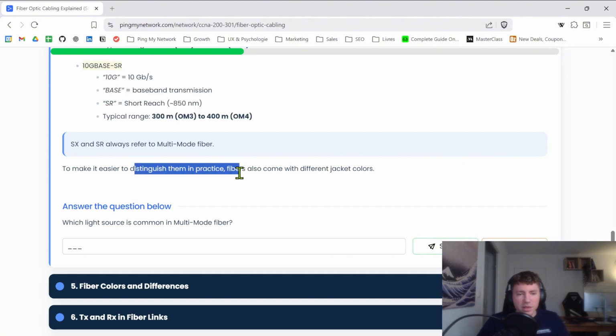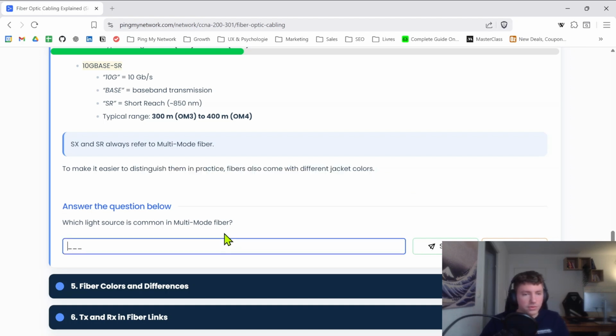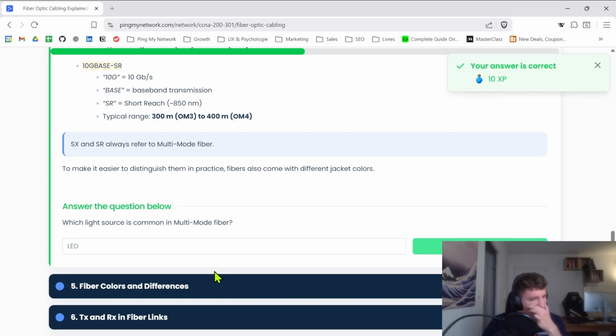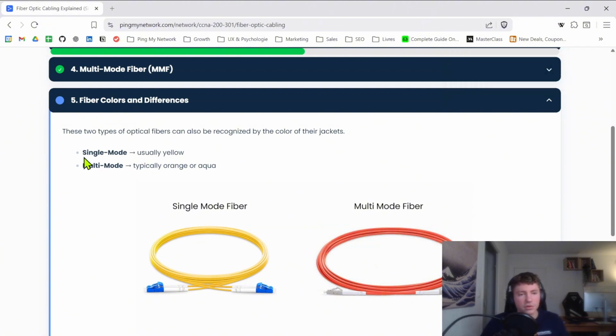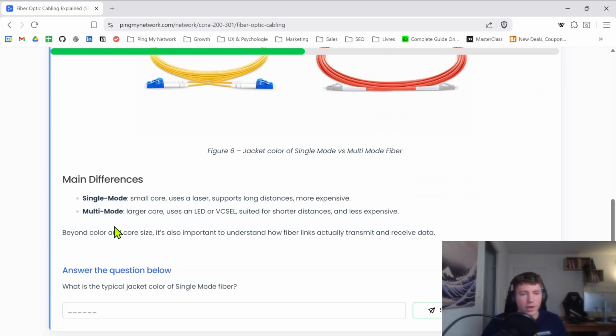To make it easier to distinguish them in practice, fibers also come with different jacket colors. So which light source is used by multimode fiber? LED. We saw it just before, that is correct. Fiber colors are different: single mode is yellow, multi-mode is typically orange or aqua. Small core, uses a laser, supports long distance, more expensive. Larger core, uses an LED or VCSEL, fit for shorter distance and less expensive.